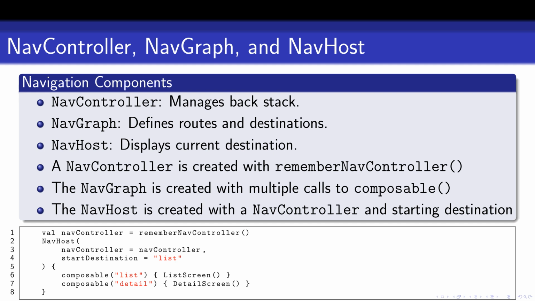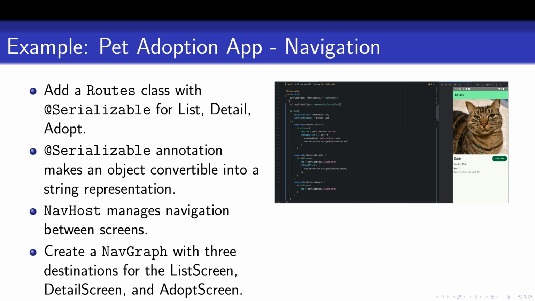In our pet adoption app, we define a sealed Routes class with Serializable annotations for each screen: list, detail, and adopt. This allows Compose to convert route objects to and from strings, making it easy to pass data between screens. The NavHost then defines three destinations corresponding to the list, detail, and adopt screens and manages navigation between them.